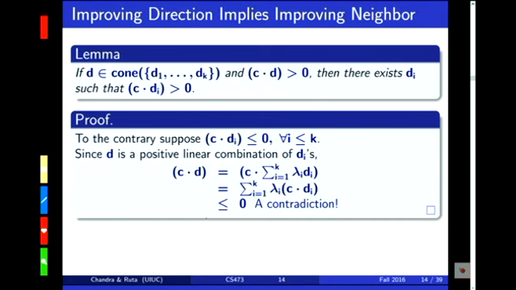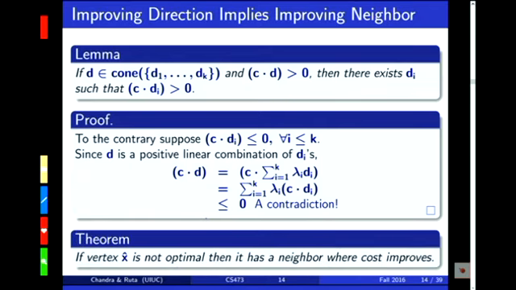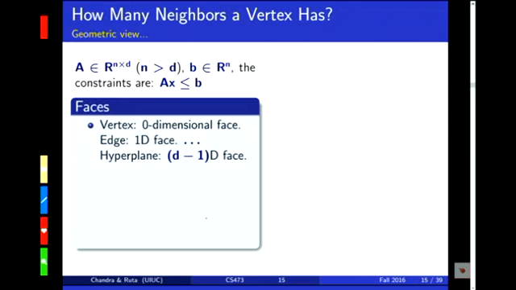So this is saying that if at a vertex there is a direction of improvement, then there is a direction of improvement to one of its neighbors. And those are finitely many, right? Probably those are practical enough to check, kind of. So this is just saying that if x hat is not optimal, then it has a neighbor where the cost improves. Question? Okay, so this is good.